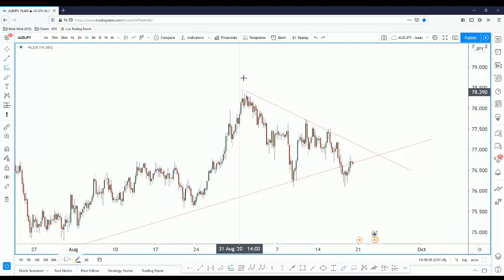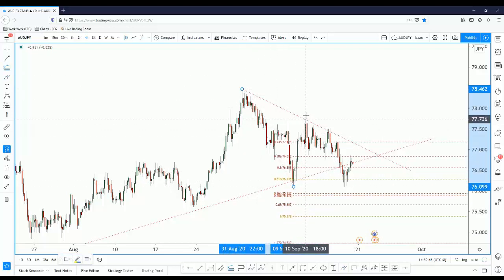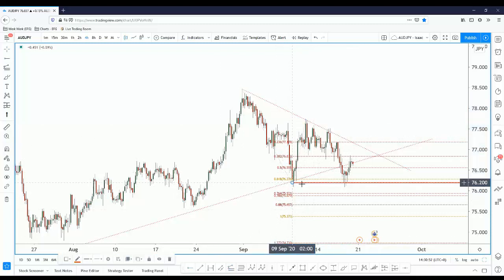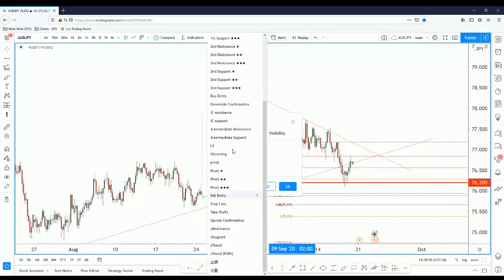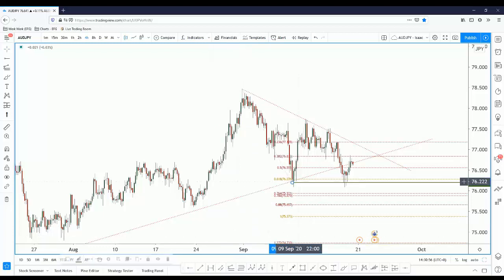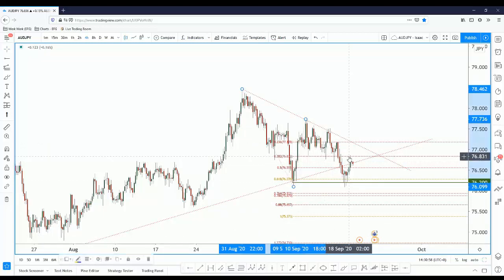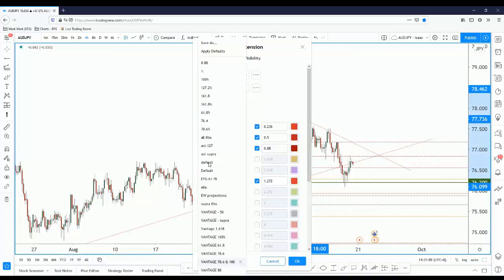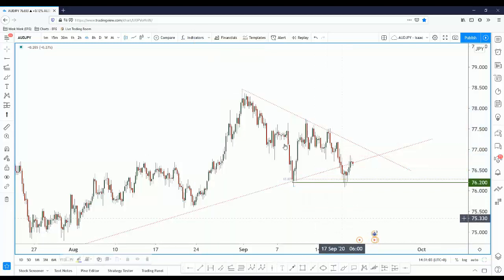So let's use our extension, 0.1, 0.2, 0.3. We see that price actually tested 61.8 multiple times, so this can be the support. At the same time, I'm just going to highlight 61.8. At the same time, we see that price is actually coming back up.